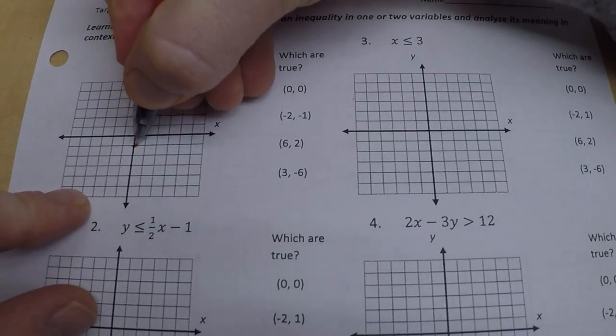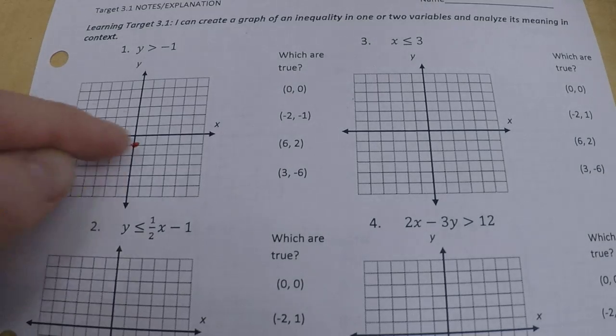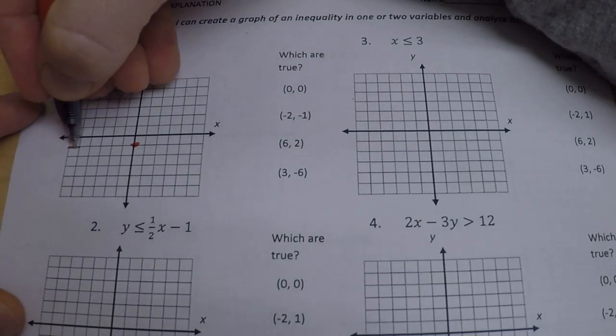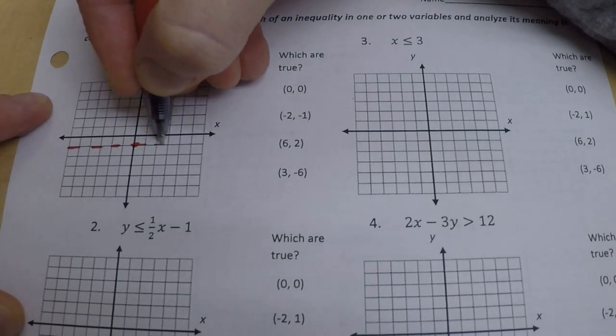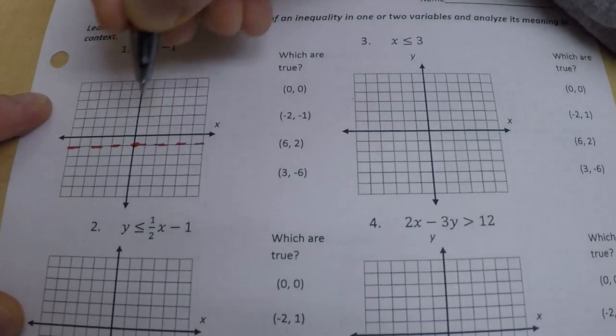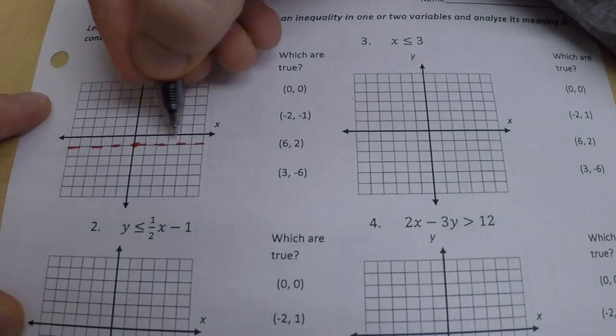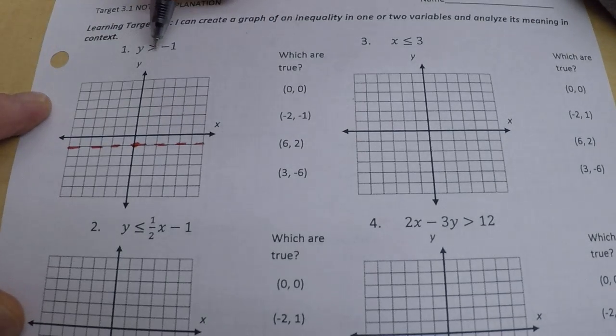Put a dot there. Then I'm going to go straight across and make a dashed line because I cannot equal -1. So all the points on here, the Y is -1, but again, it's dashed because I cannot equal. There's no little line here.